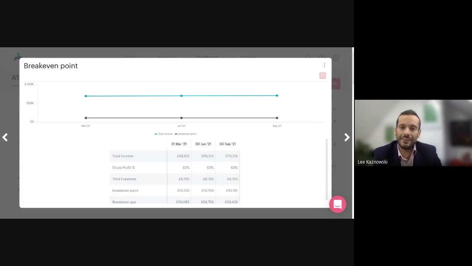The next report is the break-even points. This is a really important piece of information that you need to be aware of. It's taking into account the total overheads. We do this on a quarterly basis as well, and the gross margin that you make on your turnover. That will generate what the break-even point needs to be, in this case, £10,000, and also the gap between the break-even point and your actual turnover. So in this example, the turnover for September is £70,000. So we've got a gap of £60,000. That's represented in the graph here by the light line being above the dark line, and that's always the position we need to be in.